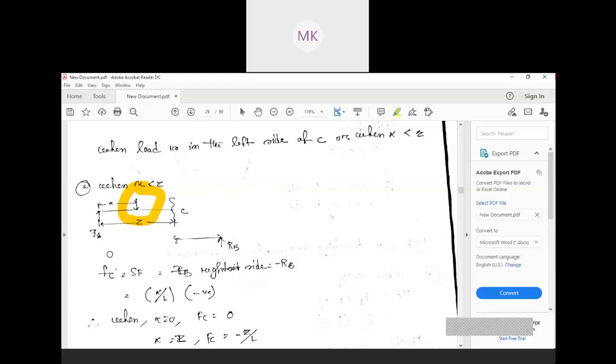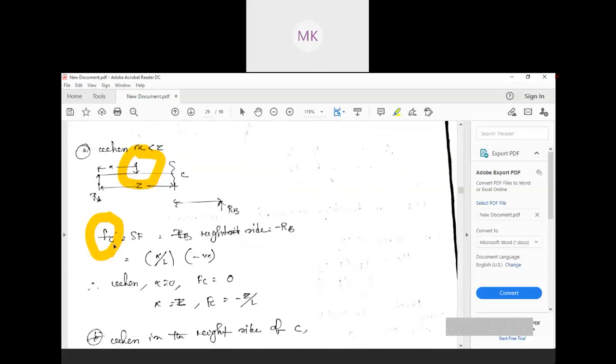this FC. FC is the shear force at C. Okay, shear force at C. This is at the right side of RB, and this equation we already know. If we simply find it out again by taking the moment and all these things, we will get this: minus x by L. It is on the right side, so when we take moment, we will get minus RB, so just minus x by L.